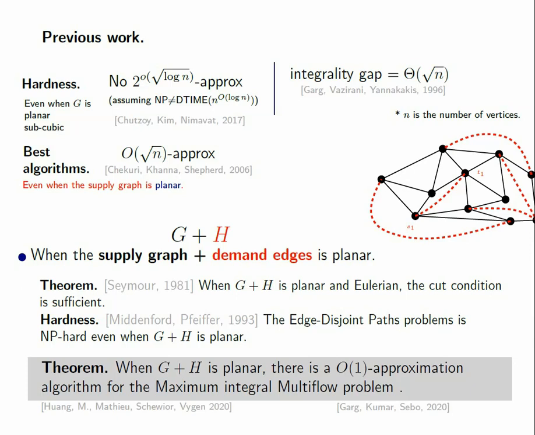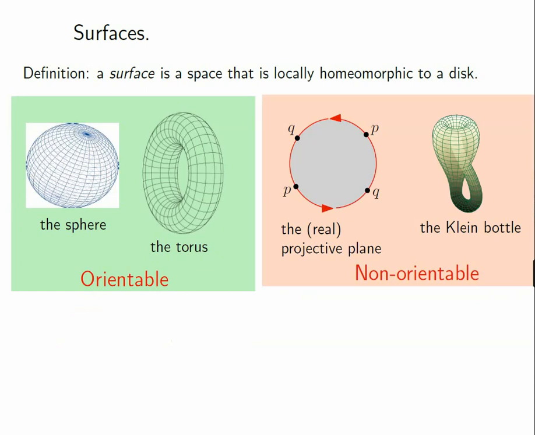The goal of the present work was to extend these results to the more general case when G plus H can be embedded in a higher genus surface. But before presenting formally our result, let me give you a short recap of some basic notions related to graphs on surface. So we can view a surface as a space where around every point there exists an open neighborhood that is homeomorphic to a disk.